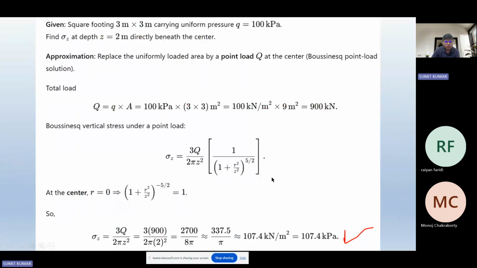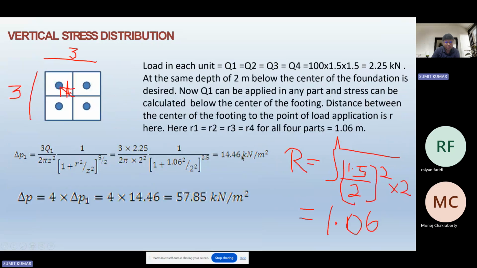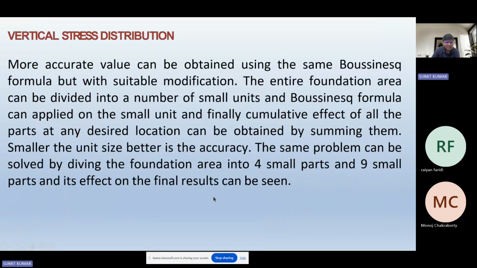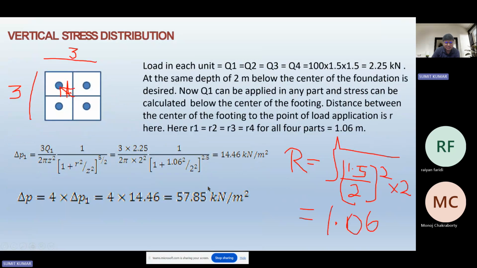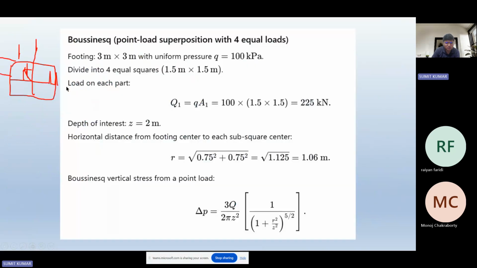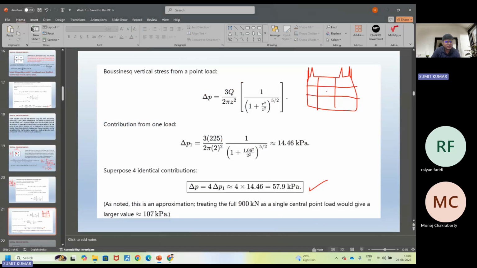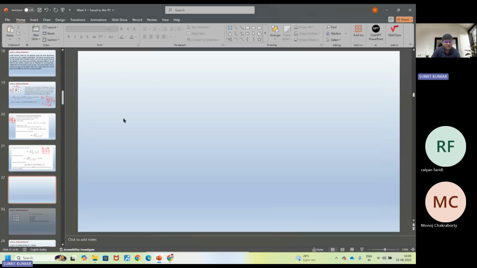Okay, so what I have asked is to solve this problem with the 9 small parts. So I feel that is a very easy thing. If you have calculated for the 4 small parts, you could calculate for the 9 small parts. But let me draw once so that you could understand what I want to say.